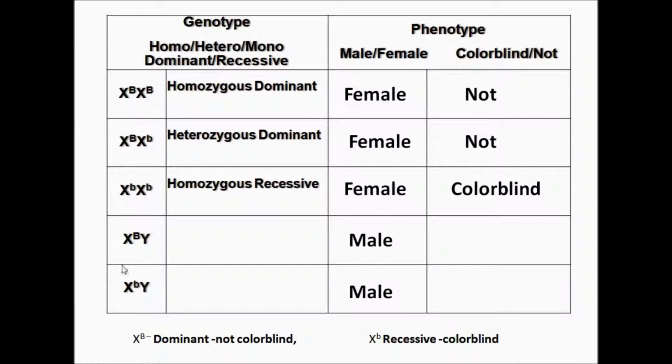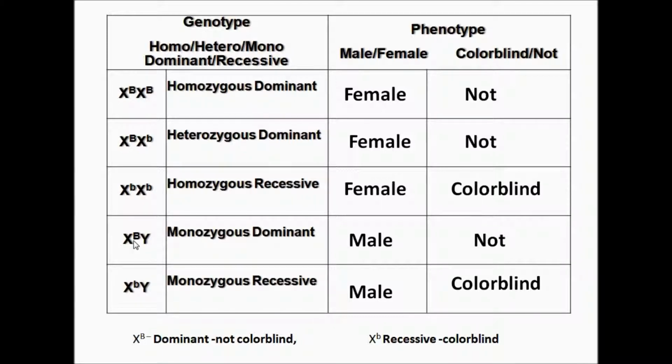And just to make it easy, the last two are males, right? Because it's an X and a Y. And so whatever is on that first X chromosome, that's what that male is going to be. So not colorblind and colorblind.